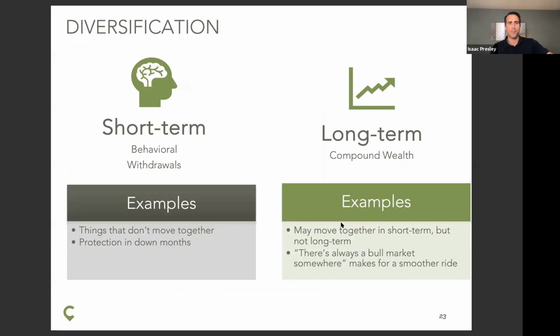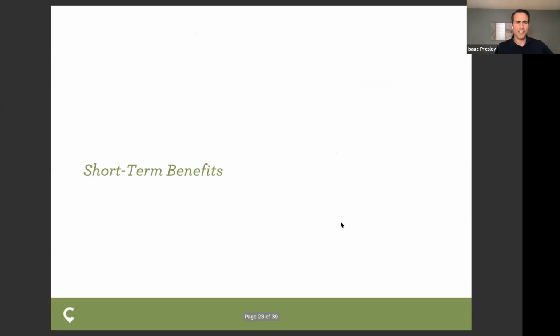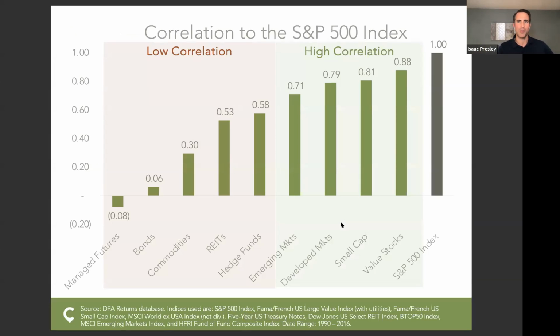Now, when we talk about diversification, I wanted to touch on two things here. On the benefit side, there are really some short-term benefits and some long-term benefits. I think most of the time we think about the short-term benefits, which are an investment that doesn't necessarily move together. So one investment's up and the other's down, that would be diversification, and some protection in down months. But there's also this longer-term consideration, which is that things might move together in the short run. Stocks might move together, but over the longer term, they can have vastly different return perspectives. So this falls into there's always a bull market somewhere, and it makes for a smoother ride. So let's quantify what I'm talking about by these short-term and longer-term benefits.